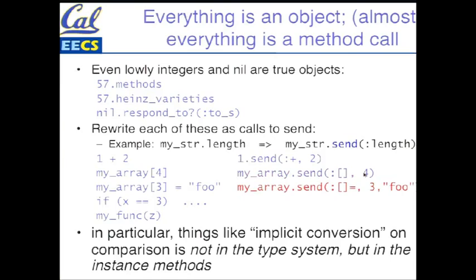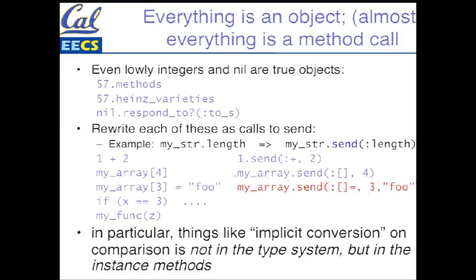What about when you assign something? Assignment is a method call, right? Assignment is not really assignment, it's a method call. So there is a method bracket equals, which is what myArray implements when you try to set an element, like the third element, to a particular value like foo.